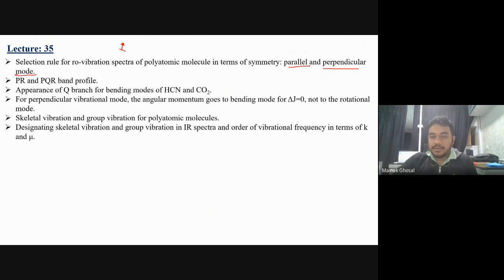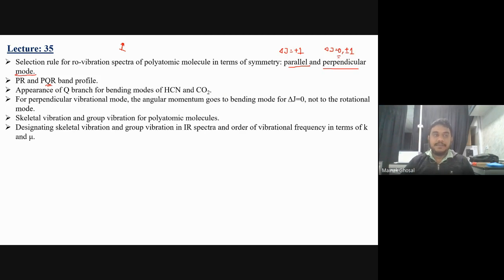The selection rules were also discussed for parallel modes. For the parallel mode, the vibrational selection rule remains the same for both, but for the perpendicular mode, another addition in the rotational selection rule is delta J equals 0. That was not included in the parallel one. Delta J equals 0 corresponds to the Q band. That's why it was discussed that you will only see the Q band if there is a perpendicular mode of vibration.